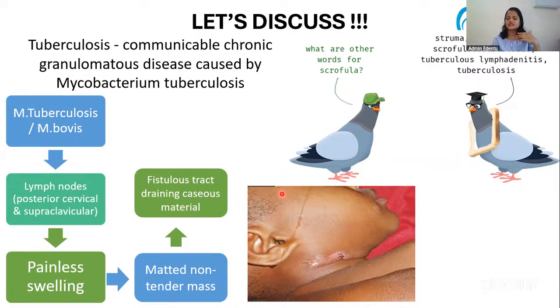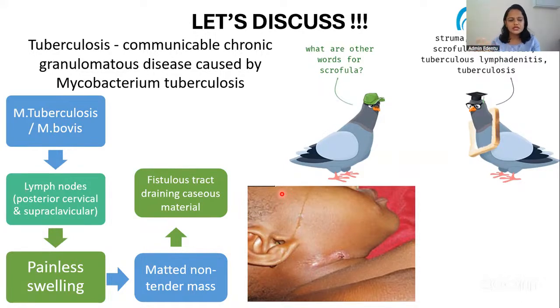But sometimes it goes for extrapulmonary causes also. That is, other than the lungs, it can also affect the lymph nodes. Mainly the posterior cervical and the supraclavicular lymph nodes can get affected. This is called tuberculous lymphadenitis. This tuberculous lymphadenitis is also called scrofula, and it is also called king's evil.